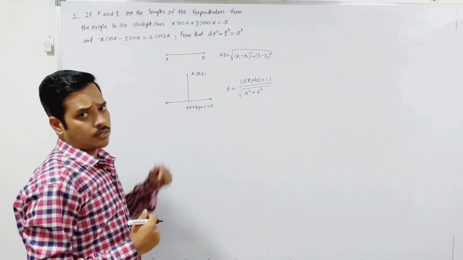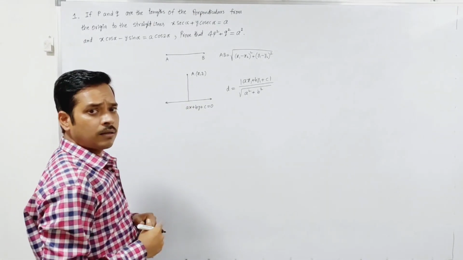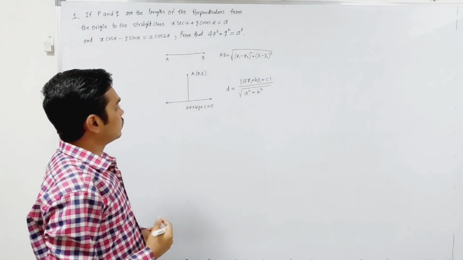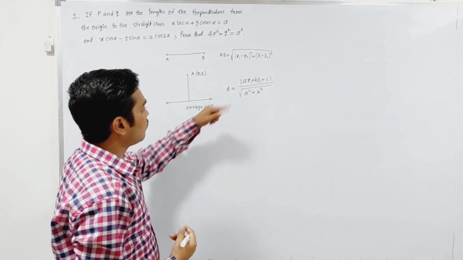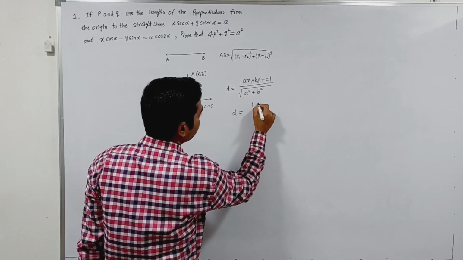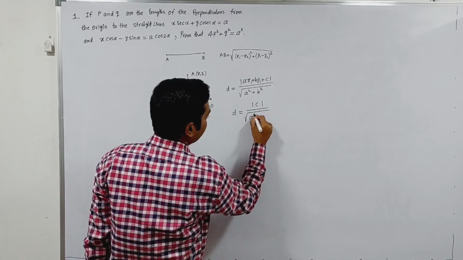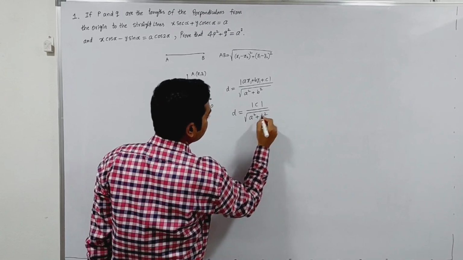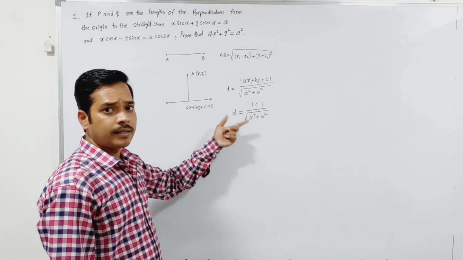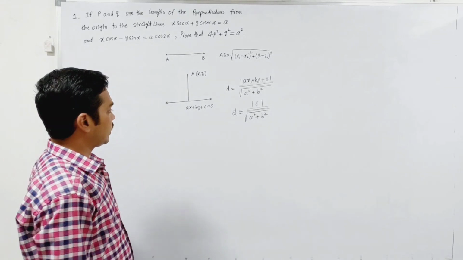If the point is origin, means in the place of x1, y1 replace 0 comma 0. If x1, y1 is 0 comma 0, means our point is origin, this formula becomes modulus of c by under root of a square plus b square. Mod c by under root of a square plus b square. This is the formula for distance from origin to a straight line.